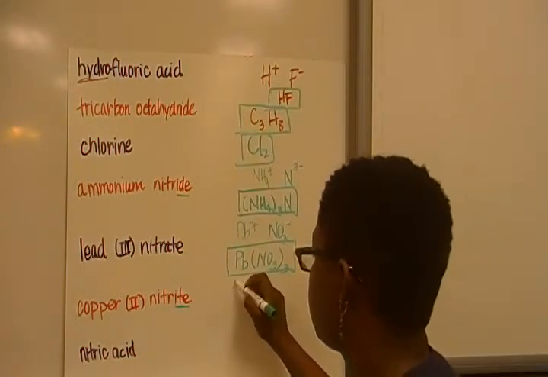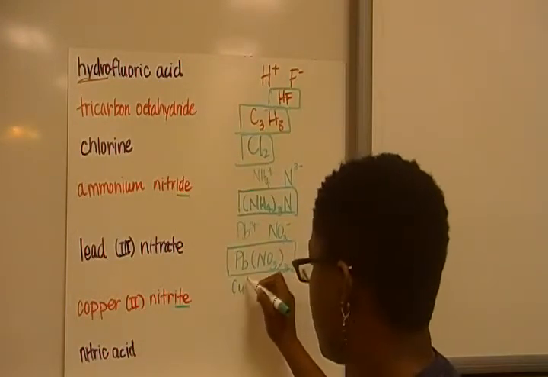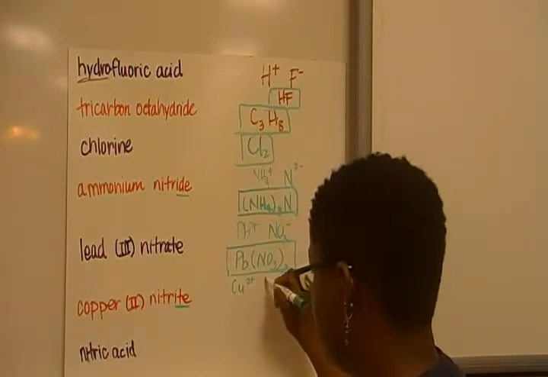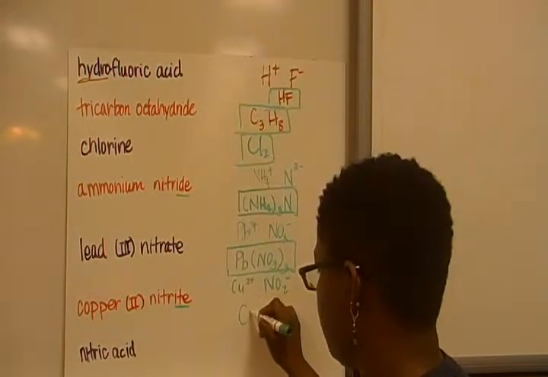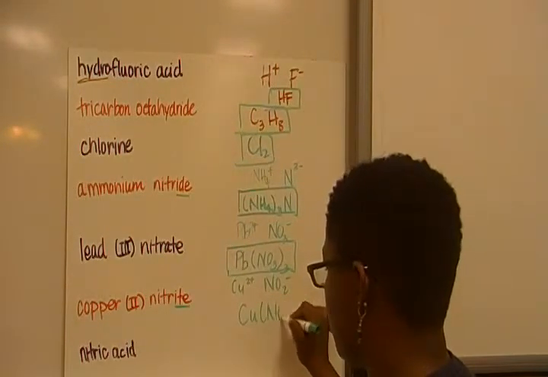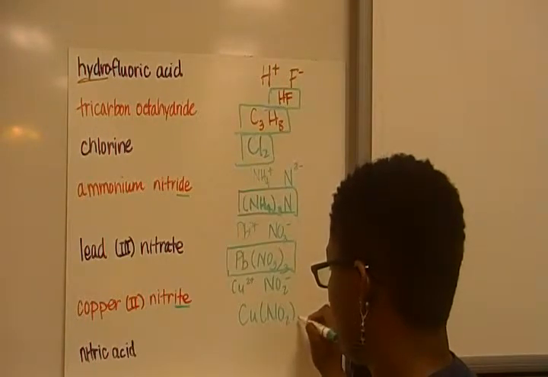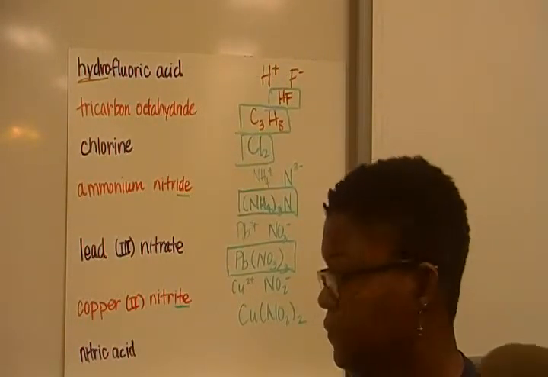So we have copper, Cu, with a 2+ charge. And we have the nitrite, which we had to memorize, NO2-. That comes together as Cu, parentheses, NO2, with a 2 on the outside.